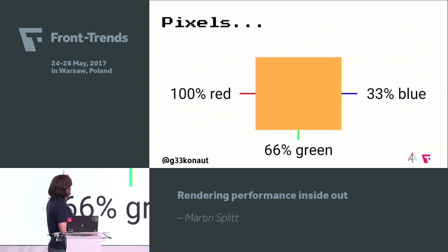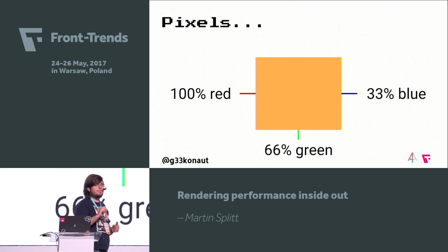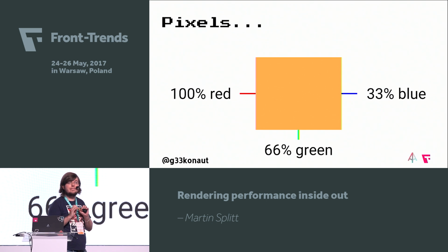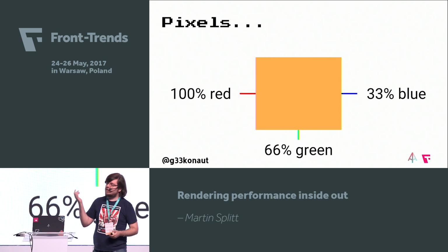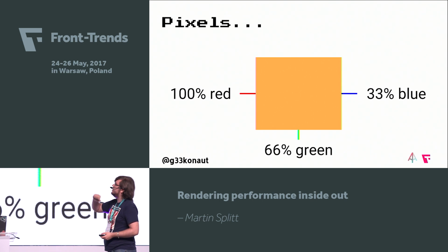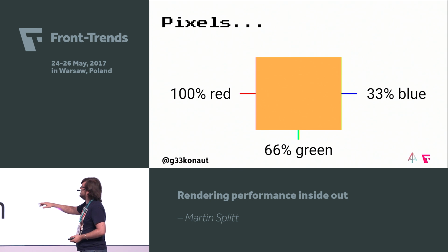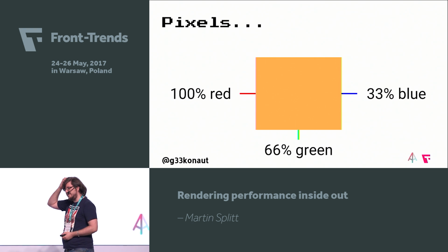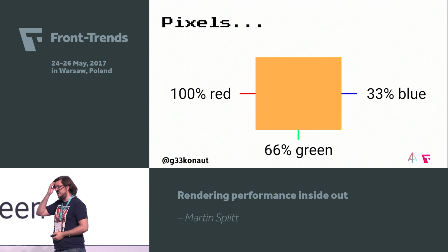We have a tiny little red dot, a tiny little green dot, and a tiny little blue dot. And when all of them light up at full intensity, we see white. If they are all turned off, we see black. So for this color here, we have 100% intensity for red, 66% intensity for green, and 33% intensity of the blue light shining up.